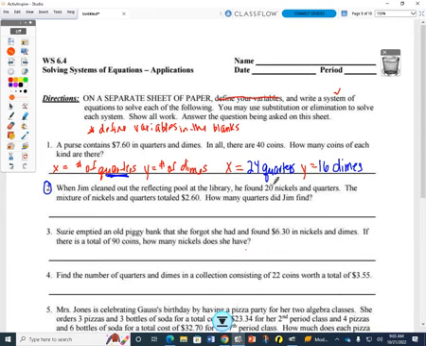We're talking about the number of nickels and the number of quarters. So what can I use for one of my variables? What variable would be descriptive? Let's say, since the question asks how many quarters, what would be a descriptive variable for quarters? What do you think, Duha? Q, yep. So we could use Q for the number of quarters.